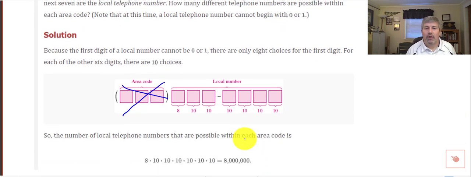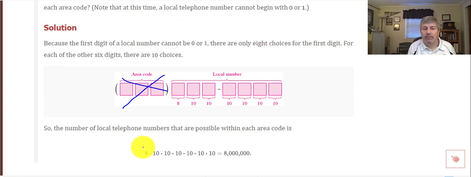Using the fundamental counting principle, our event 1, M1, is 8, and then we have 10 possibilities for each of the remaining choices. We multiply all that together and we get 8 million possible local telephone numbers within each area code. And that wraps up our introduction to counting principles, and we'll get some more practice with this when I see you in class.